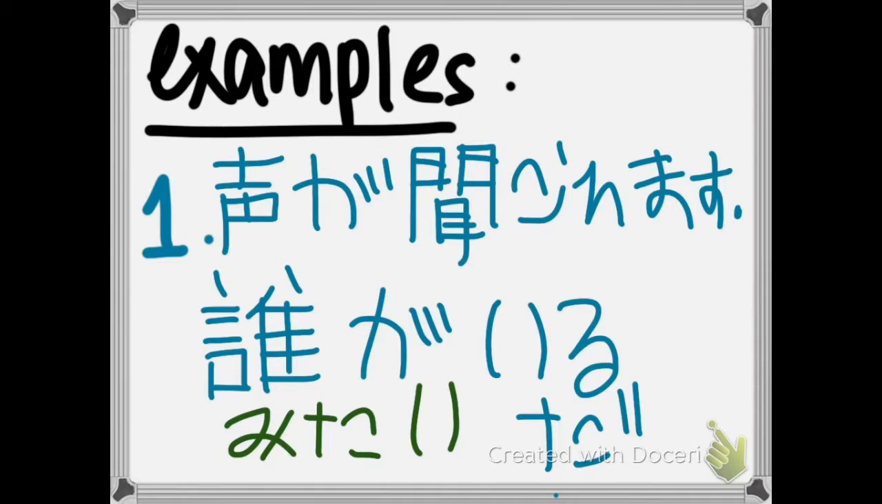Koe ga kikoe. First example. Koe ga kikoemasu. Dare ga iru mitai da. A sound is heard, or we can hear a sound. Dare ga iru mitai da. It looks like someone is there. We are taking this guess based on an observation, thus mitai.